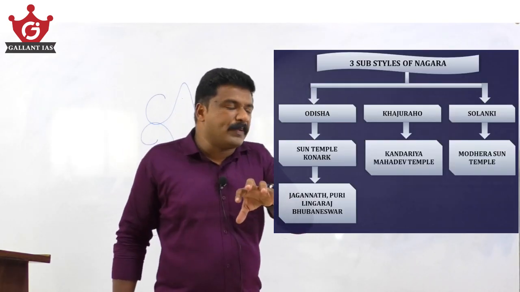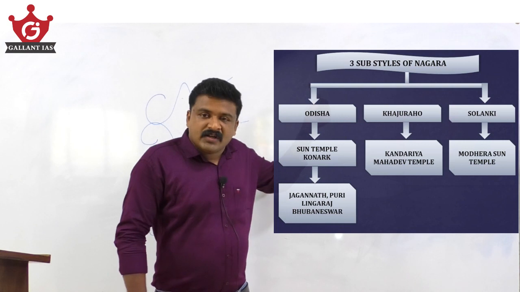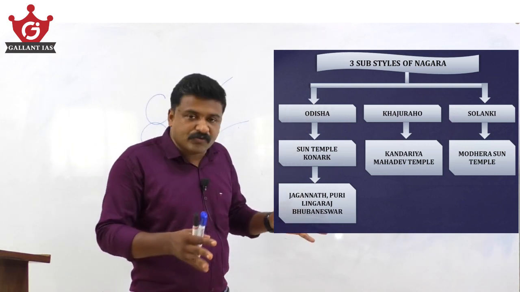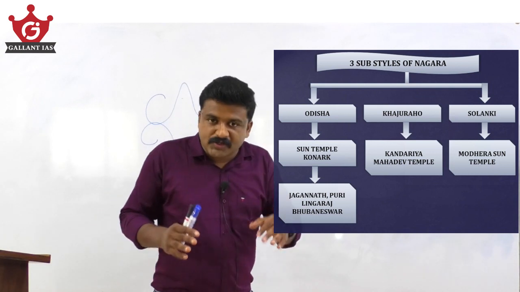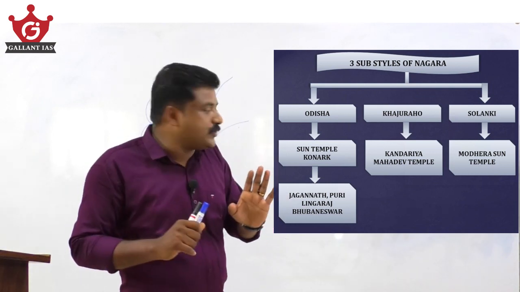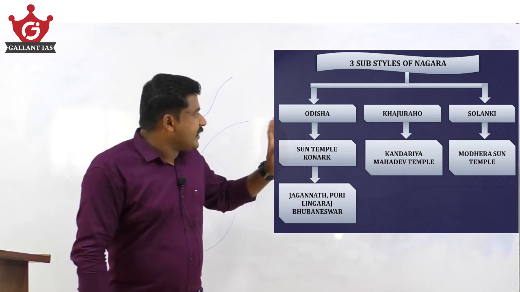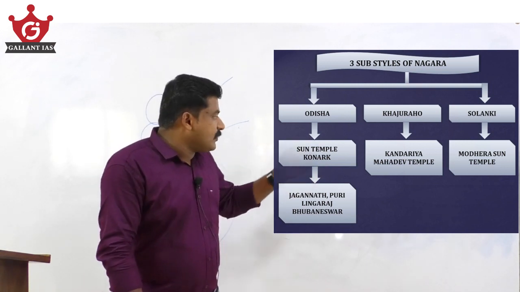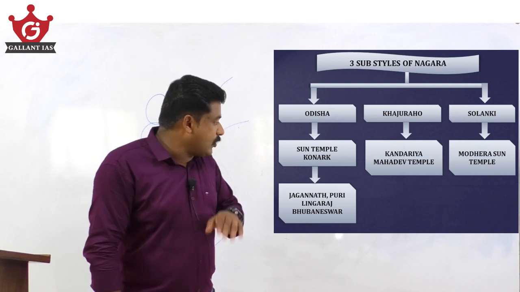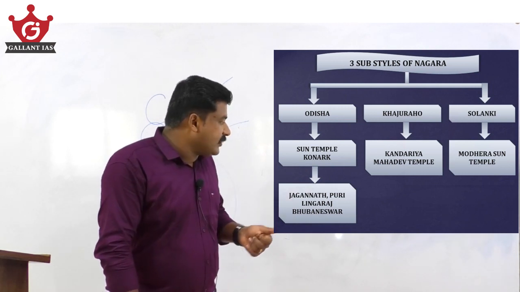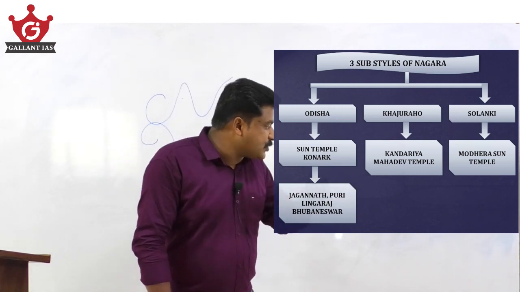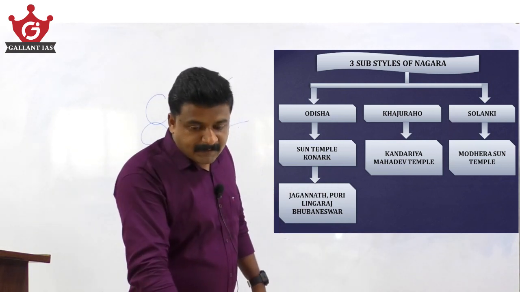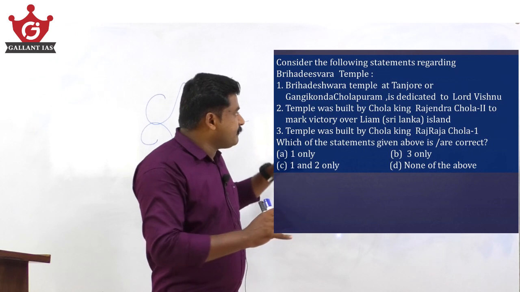Some basic ideas regarding the Odisha style, a sub-style of Nagara: the exterior walls are beautifully decorated, while interior walls are left plain, with no decoration. The towers are called Rekha Deul, mandapas are called Jagamohana, and the ground plan is square. The Sun Temple, Jagannath Temple, Lingaraja Temple, etc., are examples of the Kalinga style. Moving on to the next question, Brihadeshwara Temple.